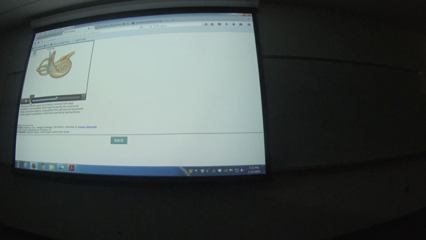Whereas the otolith organs are primarily concerned with head translations and orientation with respect to gravity, the semicircular canals sense head rotations arising either from self-induced movements or from angular accelerations of the head imparted by external forces. Each of the three semicircular canals has at its base a bulbous expansion called the ampulla, which houses the sensory epithelium or crista that contains the hair cells.